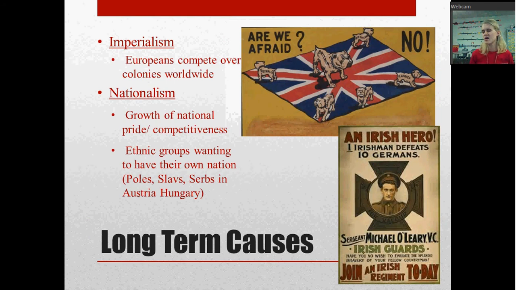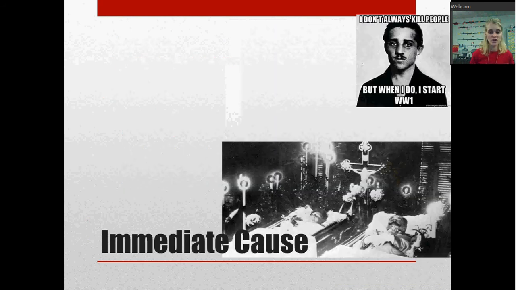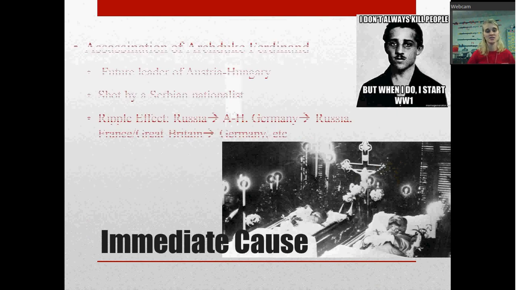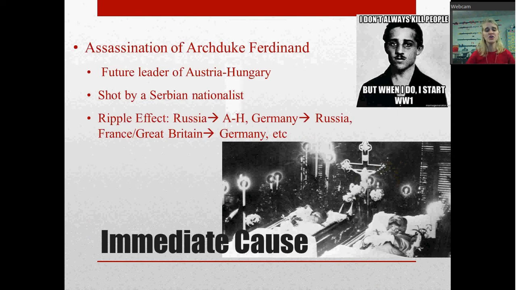This stuff has been going on for a long time, since the mid-1800s, and it's always there, and it's causing tension, and it's causing conflict, but you need something to make it all boil over, a spark that gets all of these things blown up, right? So that spark is the immediate cause, and that is the assassination of Franz Ferdinand. Franz Ferdinand was the Archduke of Austria, and he was the next in line to be the new leader of the Austro-Hungarian Empire, okay?